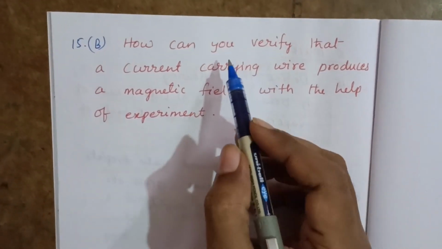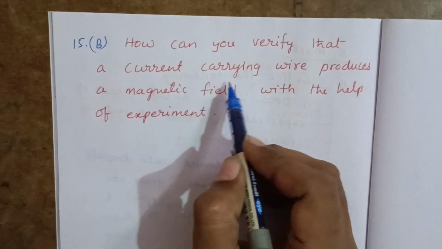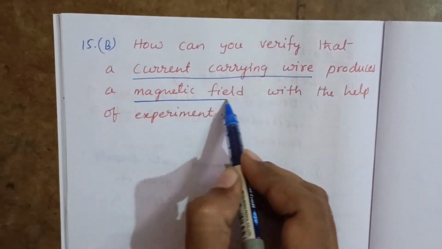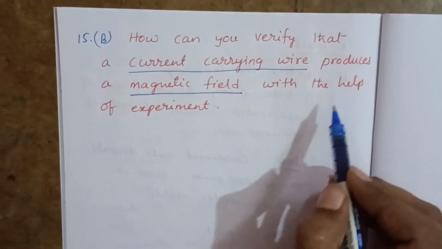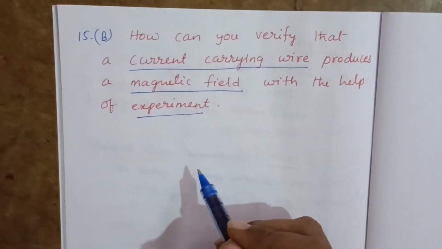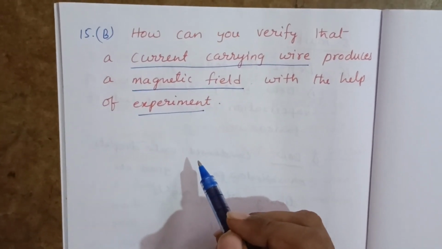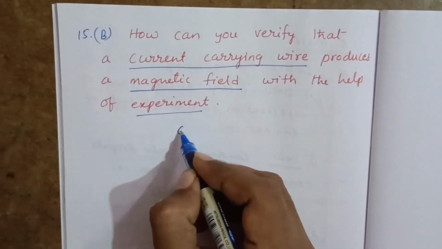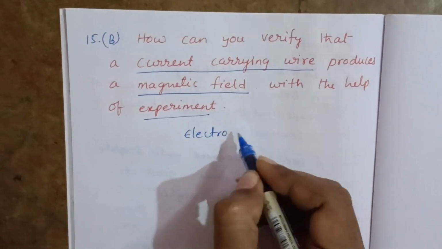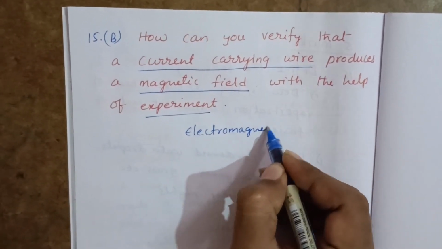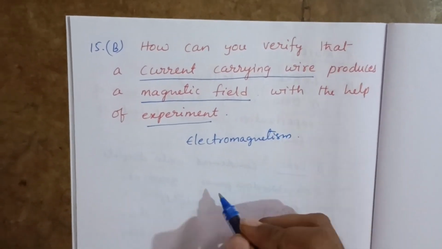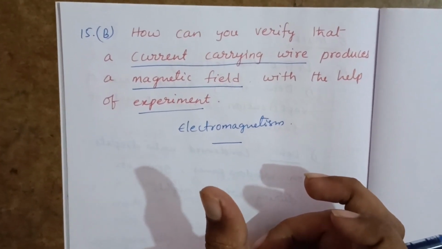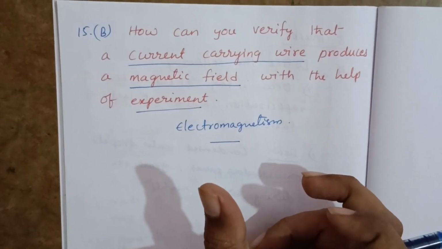Next question, how can you verify that a current carrying wire produces a magnetic field with the help of an experiment? Current carrying wire produces a magnetic field, that is Oersted's experiment in the chapter electromagnetism. I did this video separately in our channel, it is there, once you go through it.